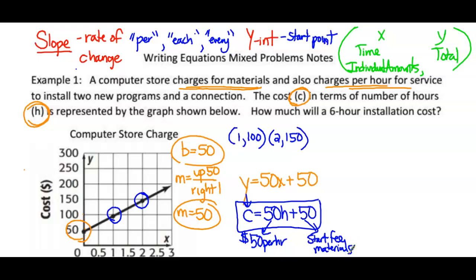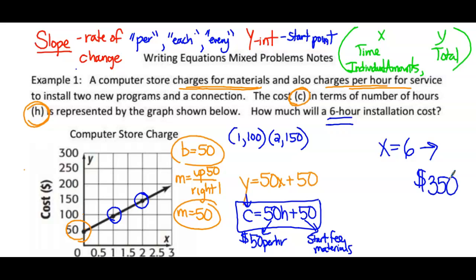It says, how much will a 6-hour installation cost? 6 represents time in hours, and time in hours is always X. So we must write X equals 6. Now recall, you can use your calculator and you can go to your table and type it in and go to the table to find it. Or you can just type in 50 times 6 plus 50. And the answer to the very first one is $350. So this question was pretty much slope and a y-intercept.